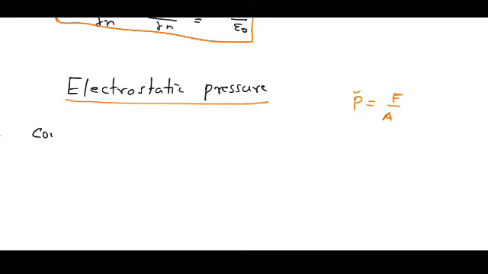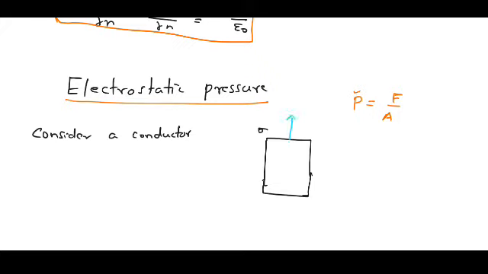Now let us consider a conductor, and there is a surface charge density sigma on the conductor. Because of the surface charge, there will be an electric field. That electric field is given by E equal to sigma divided by epsilon 0 n cap. Inside the conductor, the electric field E is equal to 0.